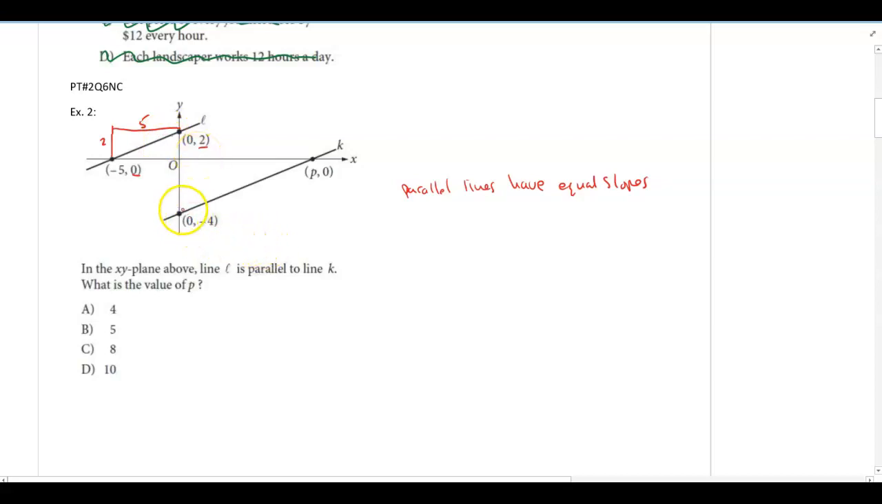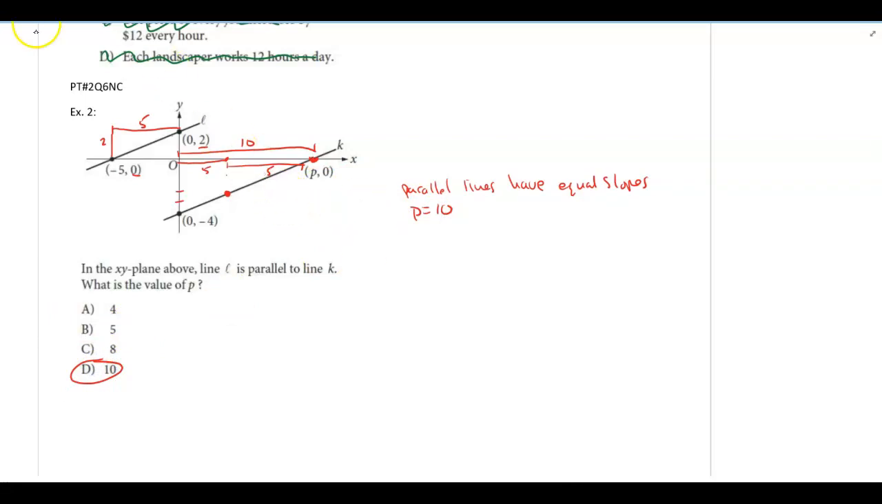I know right away that if I go up 2, right 5, up 2, right 5, I went over 5 here, over 5 here, which would put me at 10 here. So P would equal 10, letter D.